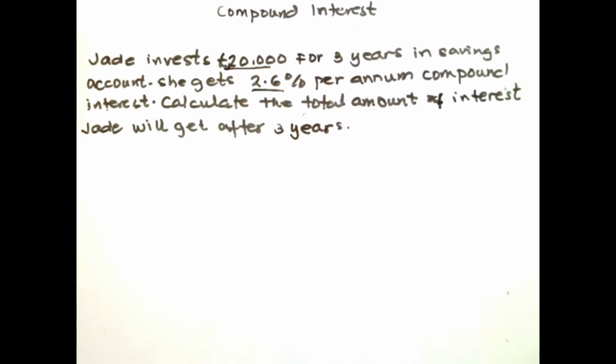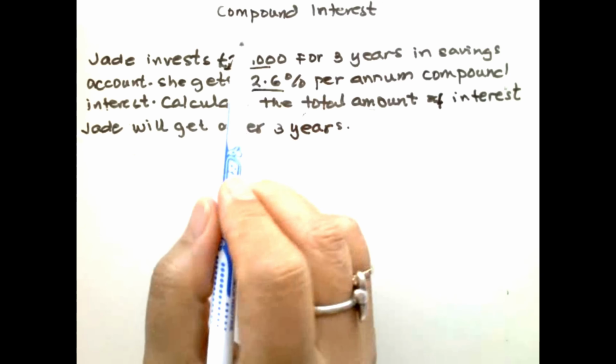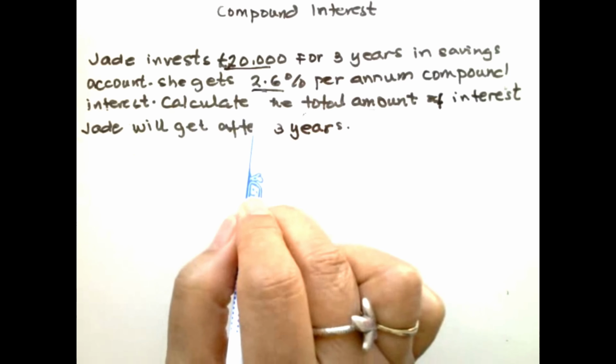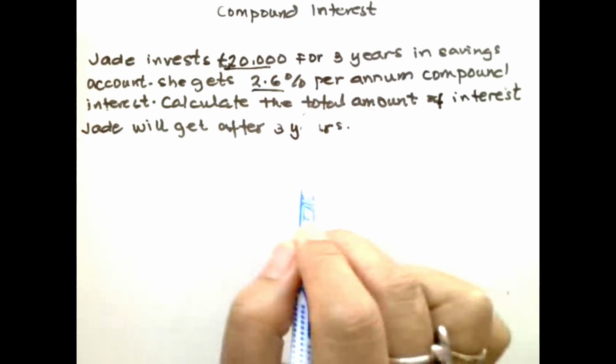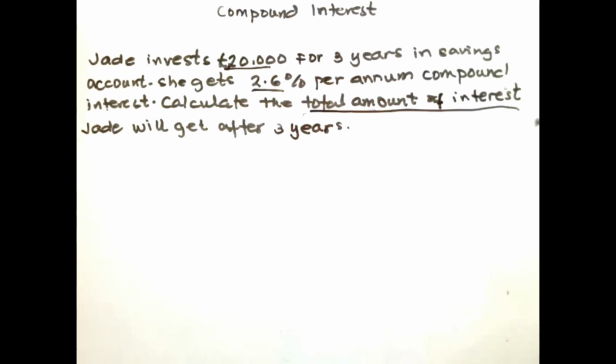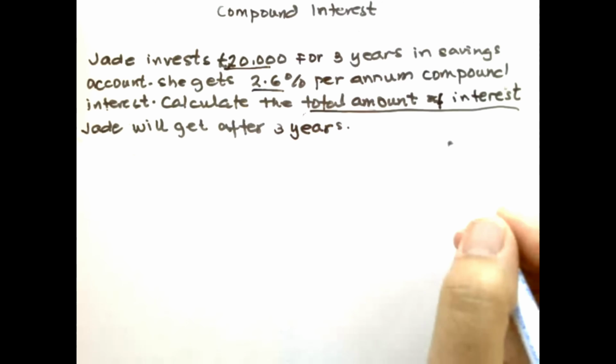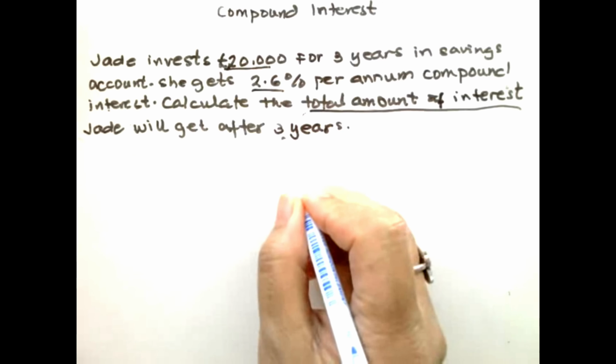Another example here: Jade invests 20,000 pounds for 3 years in a savings account. She gets 2.6% per annum compound interest. Calculate the total amount of interest Jade will get after 3 years. So the initial money of Jade is 20,000 and the rate is 2.6%. We're going to calculate the total amount of interest. So it's not the total money, it's the total amount of interest after 3 years.